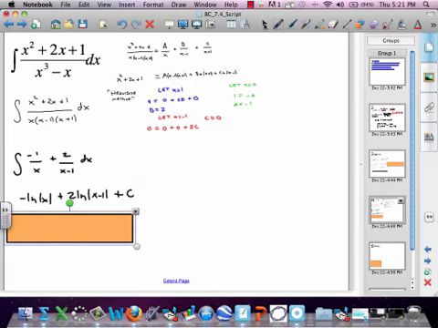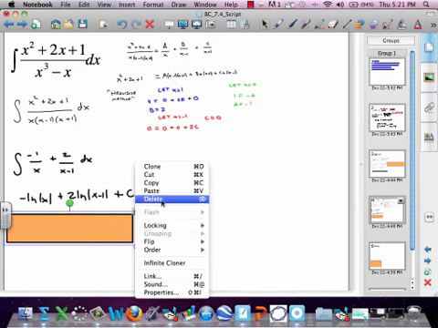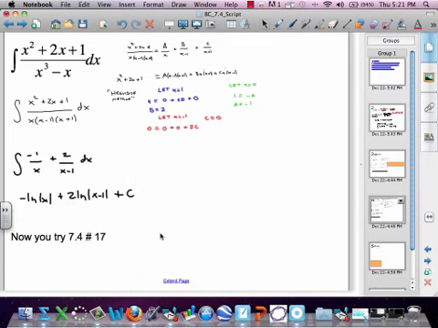Now the one that you're going to get to do will have a c that's not equal to 0, but that's no big deal because there'll just be a third natural log in this process. Give it a try with the Heaviside technique. I hope you like it because it's kind of fun. 7.4, number 17. Pause the video.